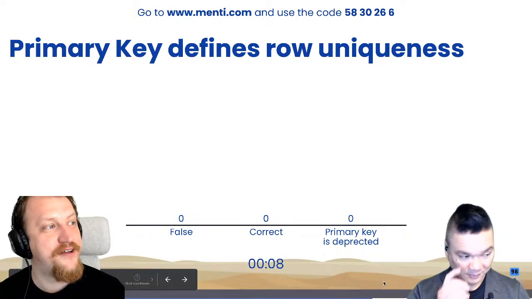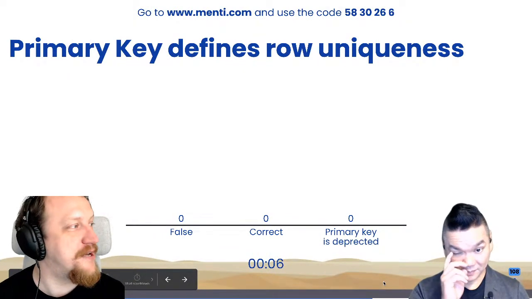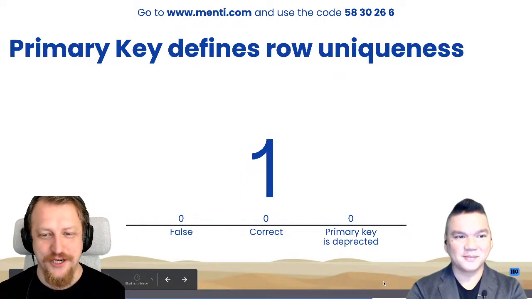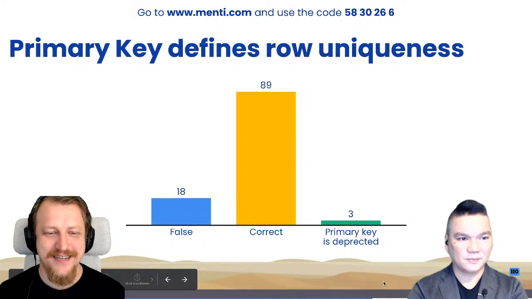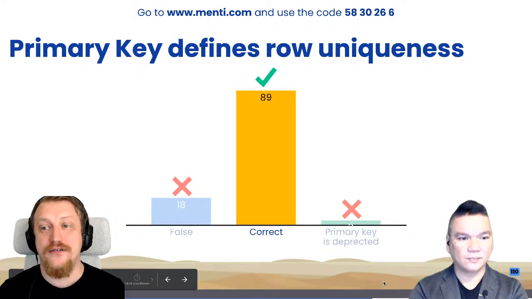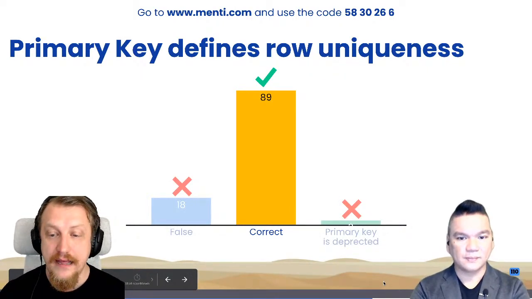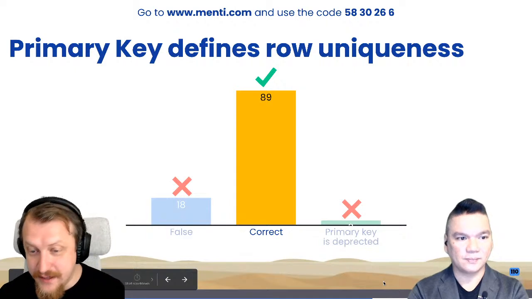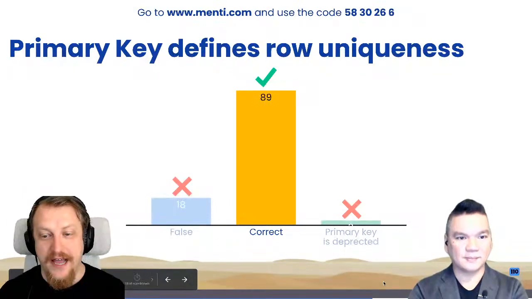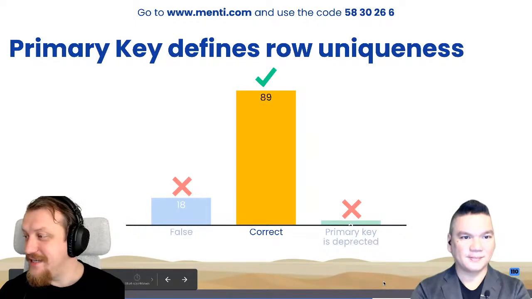That would be a pretty funny thing to say regarding, I don't know, maybe Cassandra 5, but I don't think there will be changes like that. So, the correct answer is yes, primary key indeed defines row uniqueness. And there are some people who said primary key is deprecated. No, that's not like that.